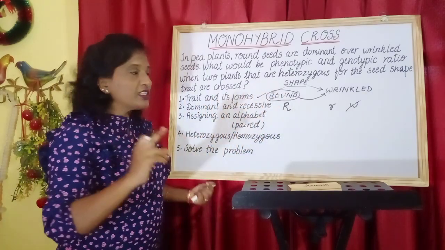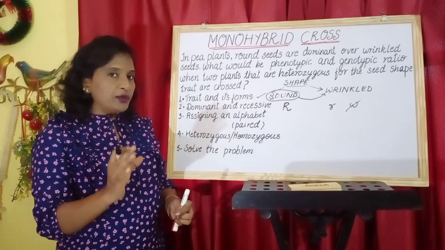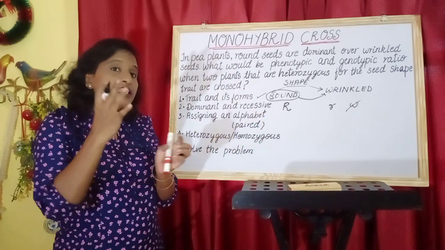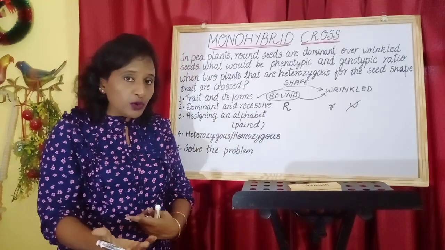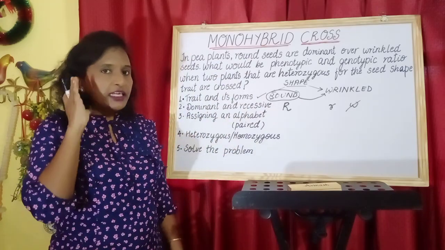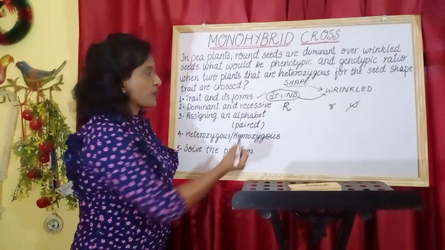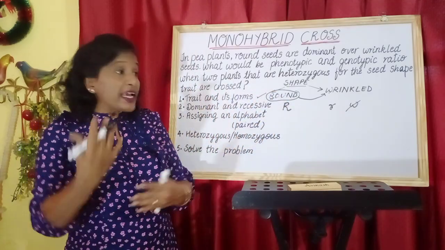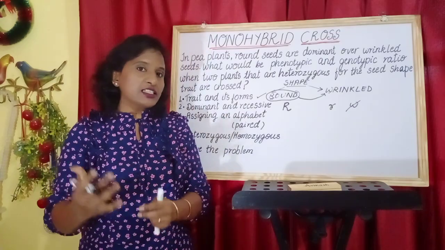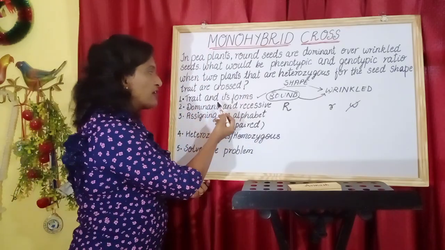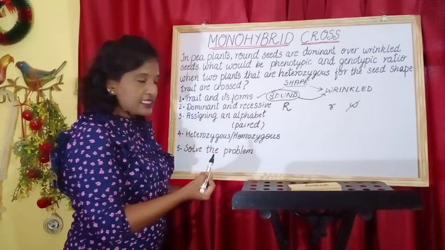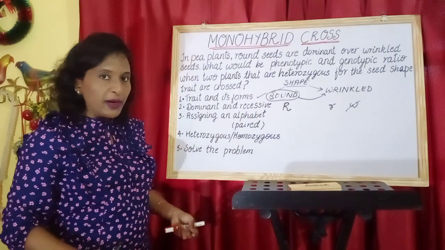Okay. So we have assigned the alphabet. We have come to know which one is dominant, which one is recessive. Dominant is the one which will express. And the wrinkled or the recessive is the one which is not able to express when the dominant allele or dominant gene is present. That we have to keep in mind. Dominant is the one which will be expressed even in the presence of the other recessive gene or recessive allele. So, we have seen the trait and their forms, which one is dominant, which one is recessive. Then we have assigned an alphabet.